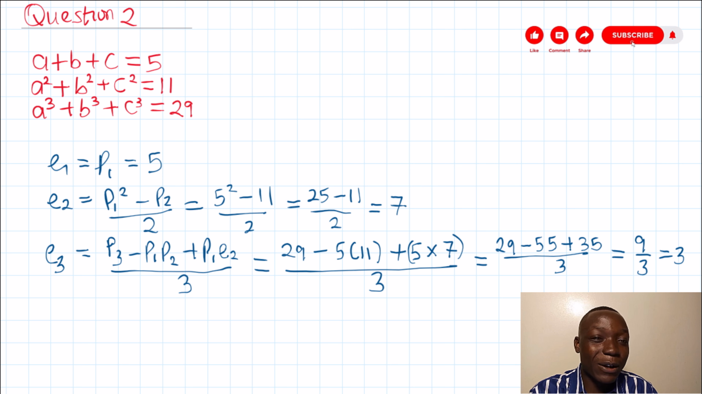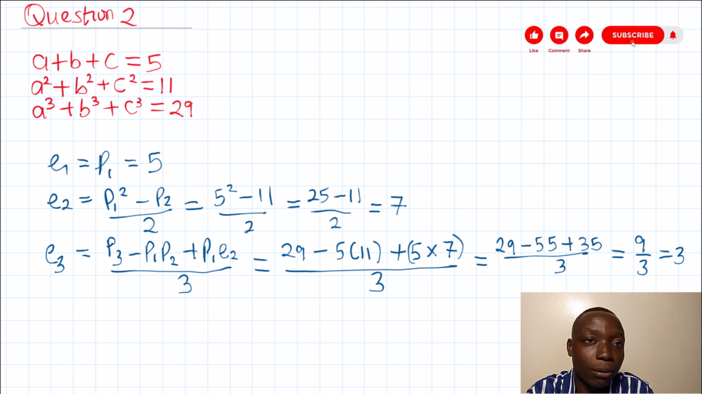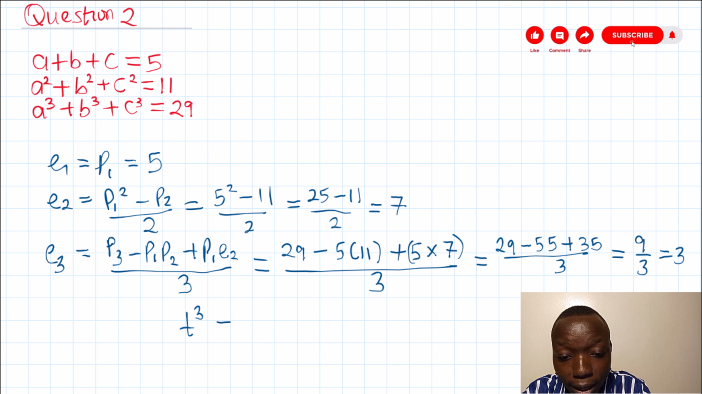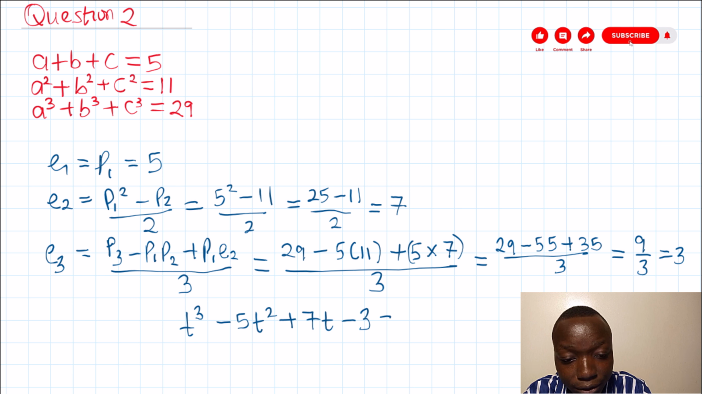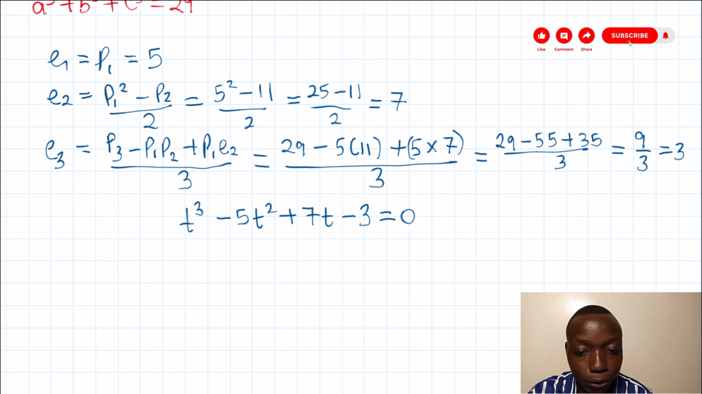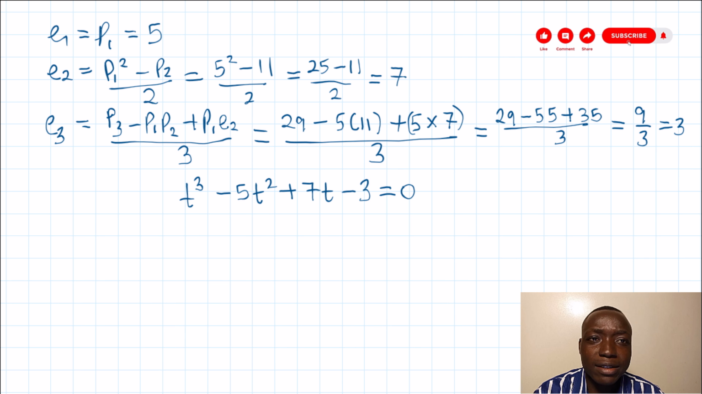Okay, so let's generate our cubic equation. You can actually use any variable, but we've used t here. So you have t cubed minus 5t squared plus 7t minus 3 equals 0. So this is the cubic equation we're going to solve. Again, we will use the factor theorem to get our first guess at this particular solution.